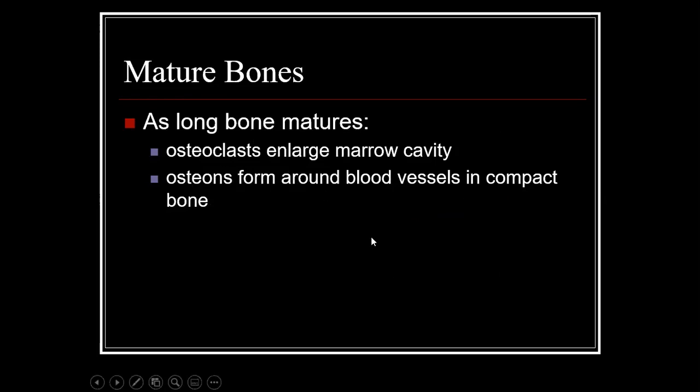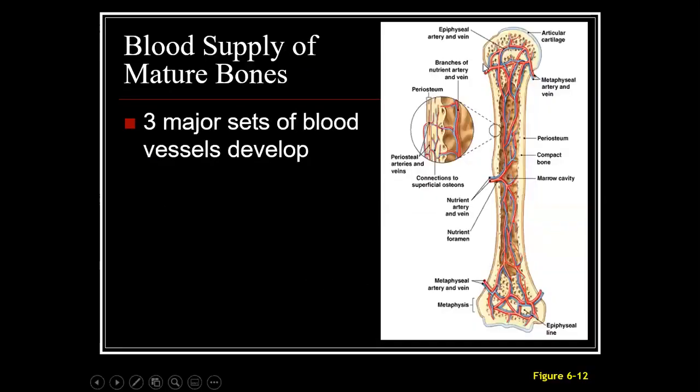Matured bones: as long bones mature, osteoclasts, the ones that break down the bone, enlarge the marrow cavity, and osteons form around blood vessels and compact bone. So we break down that central cavity, and then you get those circular layers of bone structure happening around all the blood vessel perforations that you have in the bone. Those osteons are formed.